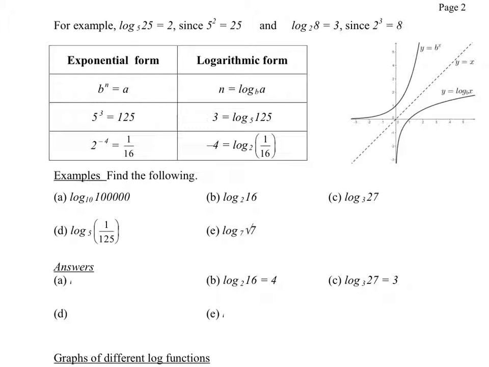In that next example, the log base 5 of 1 over 125, 1 over 125 is the same as 5 to the power of negative 3. So in this example, we're going to have minus 3 there. And in E, the square root of 7 is the same as 7 to the power of half. So what do we have to raise 7 to get the square root of 7? It's going to be a half.